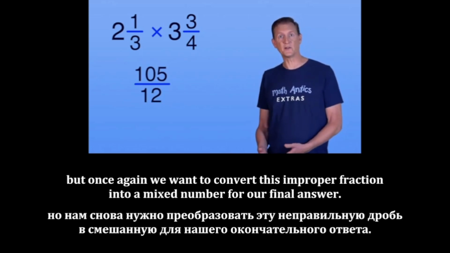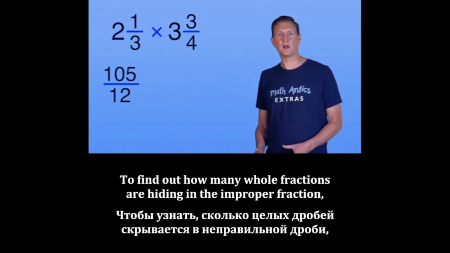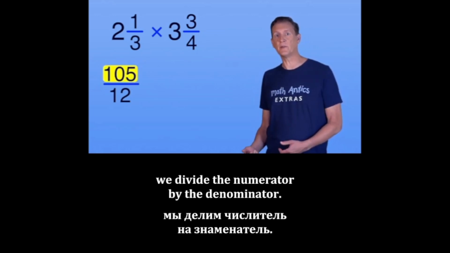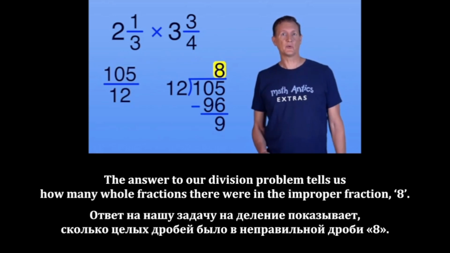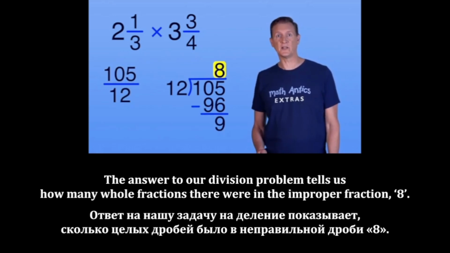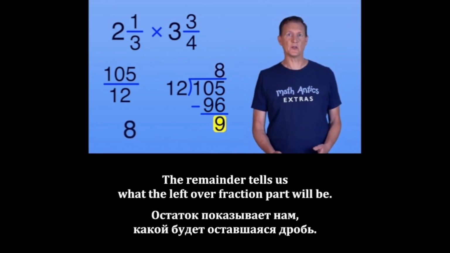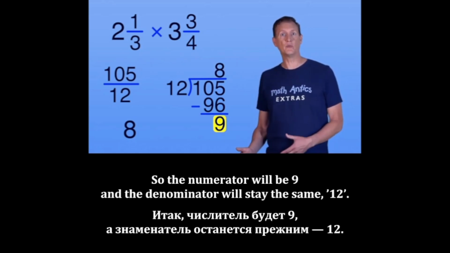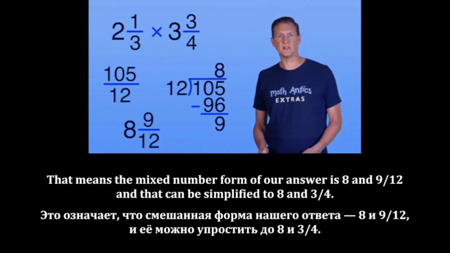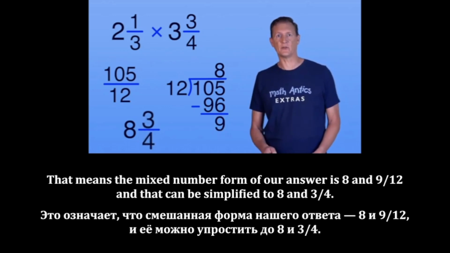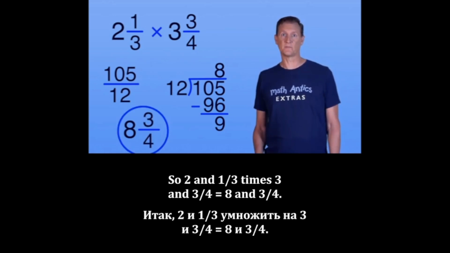But once again, we want to convert this improper fraction into a mixed number for our final answer. To find out how many whole fractions are hiding in the improper fraction, we divide the numerator by the denominator. 105 divided by 12 is 8 with a remainder of 9. The answer to our division problem tells us how many whole fractions there were in the improper fraction, 8. So 8 is the whole number part of our mixed number. The remainder tells us what the leftover fraction part will be. So the numerator will be 9 and the denominator will stay the same, 12. That means the mixed number form of our answer is 8 9/12, and that can be simplified to 8 3/4. So 2 1/3 times 3 3/4 equals 8 3/4.